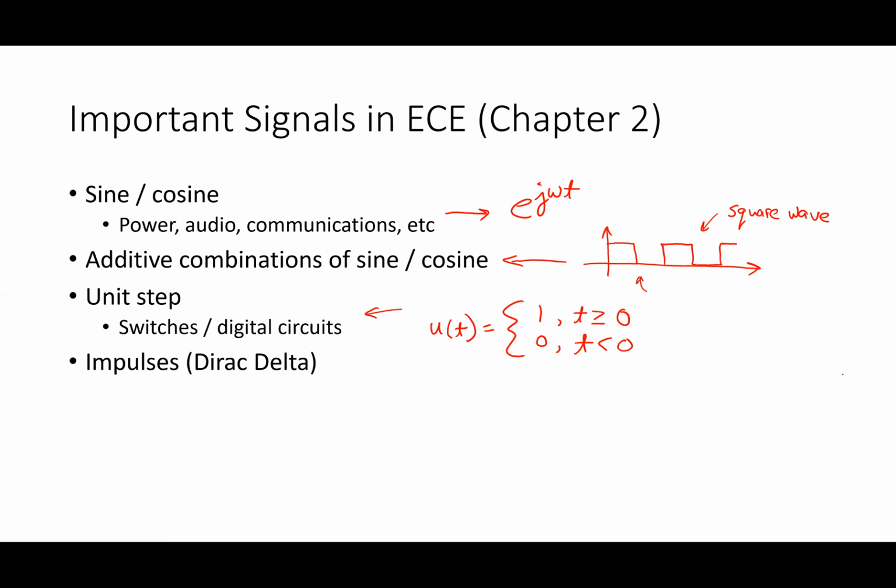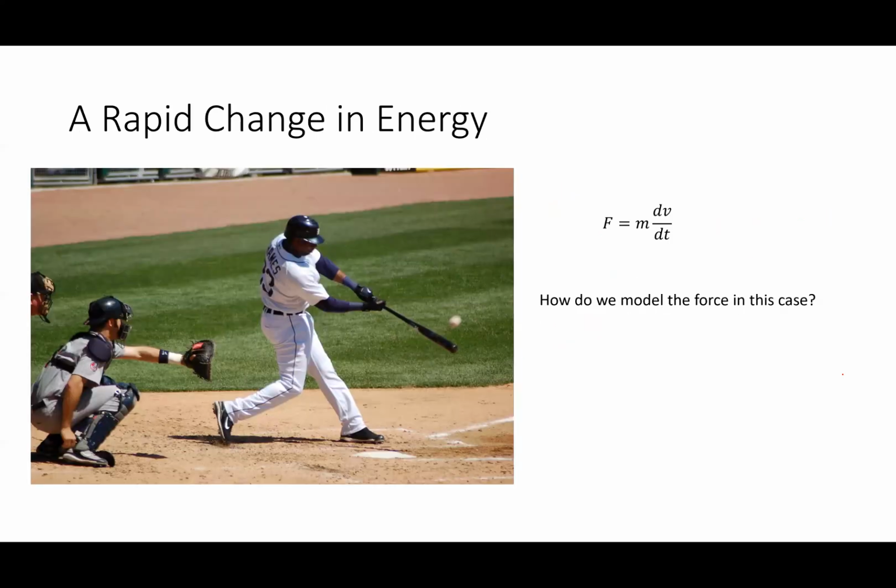Which is fine, right? The way I think of it in this case is if I have a rapid change in energy, like somebody hits the ball. In that particular case, we've got Newton's second law again: force equals mass times dv/dt. The ball comes in at 90 miles an hour, hits the bat, and changes its velocity, coming towards it and then away. So the force is coming from the bat.